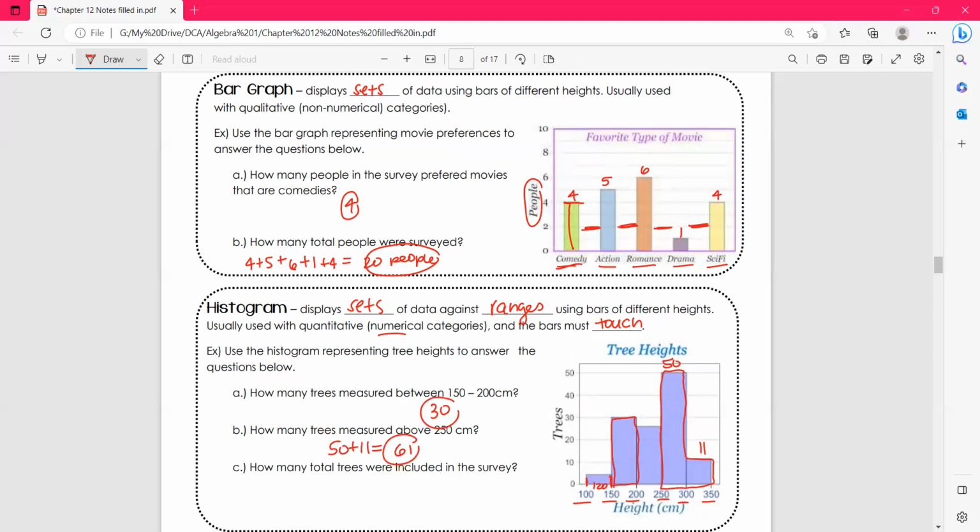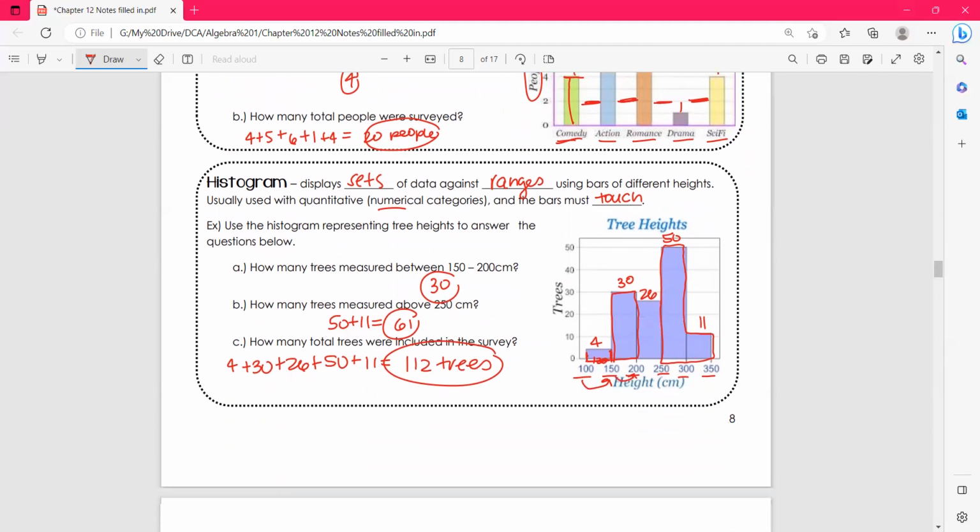How many total trees were included in the survey? So we can say this is about 4, 30, 26, I want to say, 50, and 11. And then we'll add them all up. 4 plus 30 plus 26 plus 50 plus 11. We get 112 trees total. Okay, just watch. This is more of a range. So this is from 100 to 150, 150 to 200. So just be careful there.